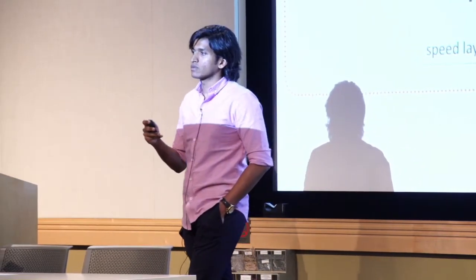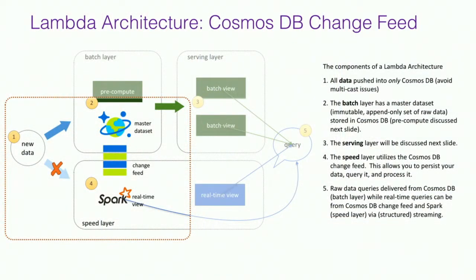So what we propose is, when you're talking about Lambda architecture with Cosmos DB, you just push your data to a single master data set, which is a Cosmos DB collection in your batch layer. And that's where change feed comes in. Change feed is that magic sauce which streamifies your batch data so that you can then listen to it for real-time views. I'll come back to that in a second.